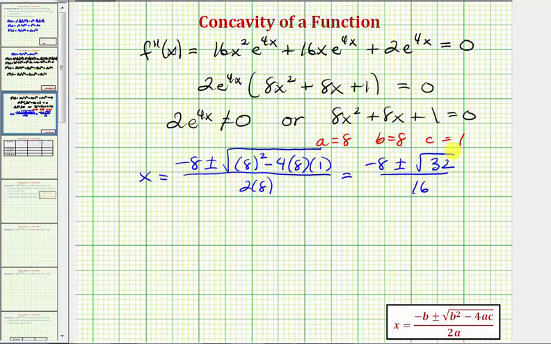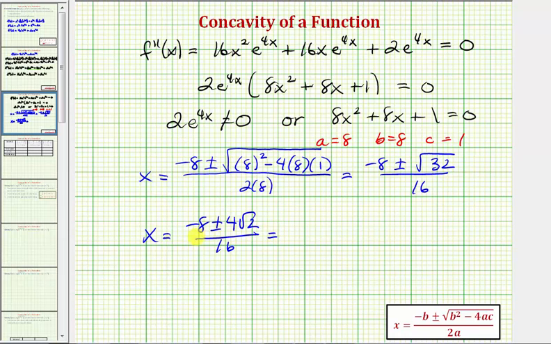And now we can simplify the square root of 32. Remember, the square root of 32 is equal to the square root of 16 times 2, which simplifies to 4 square root 2, since the square root of 16 is equal to 4. So now we have x equals negative 8 plus or minus 4 square root 2 divided by 16.